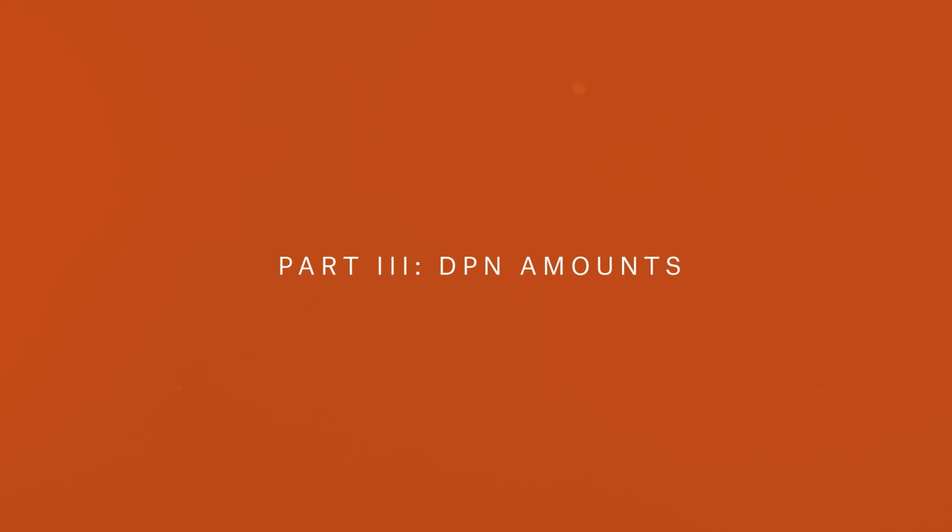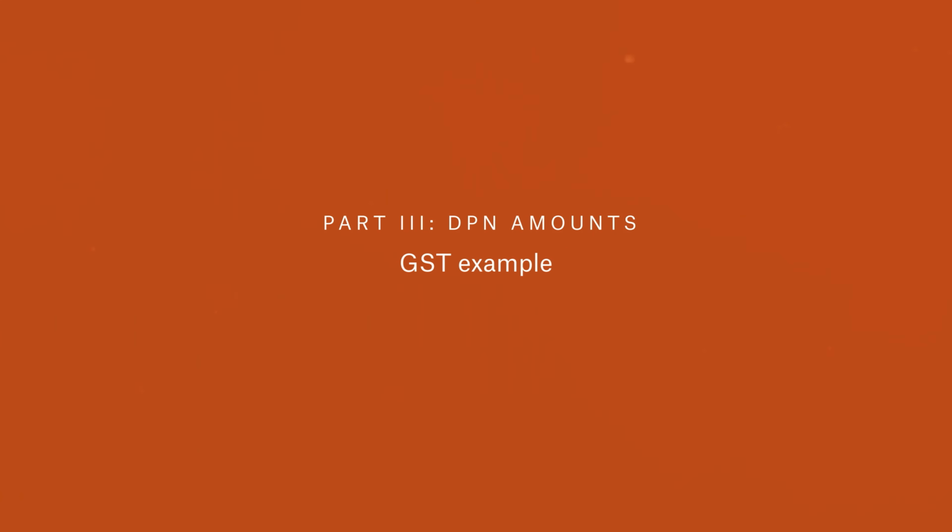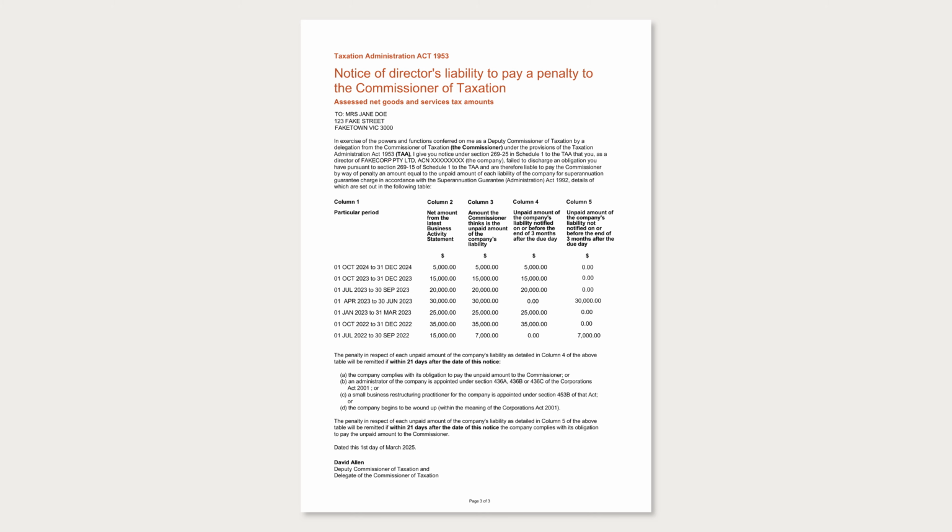Understanding the DPN amounts. I will go through two DPNs, one involving GST and one involving superannuation guarantee charge, to talk to you about how to interpret them. In order to understand your DPN liability, it's best to look at the actual Director Penalty Notice and the table that starts on page 3.